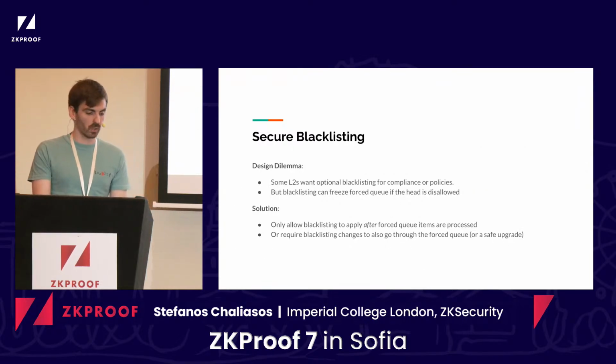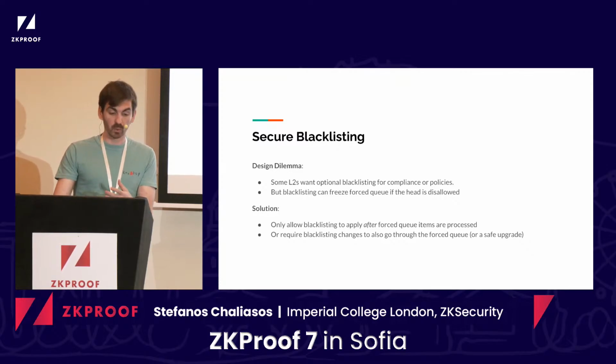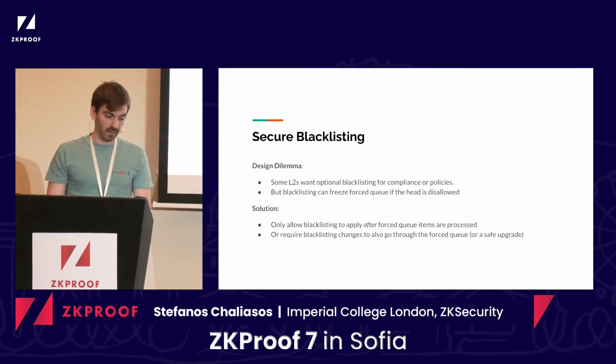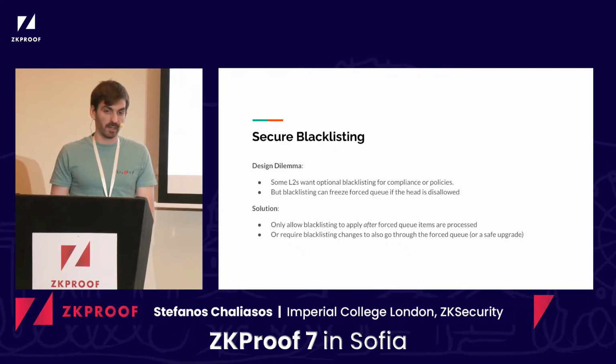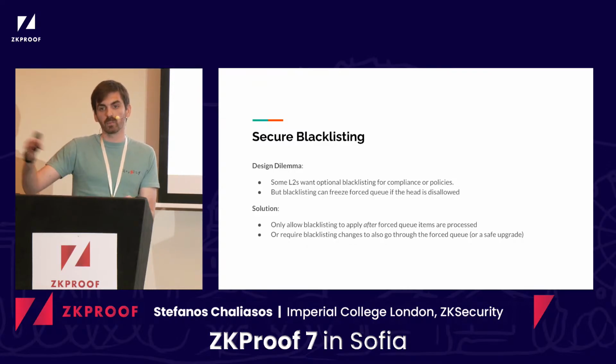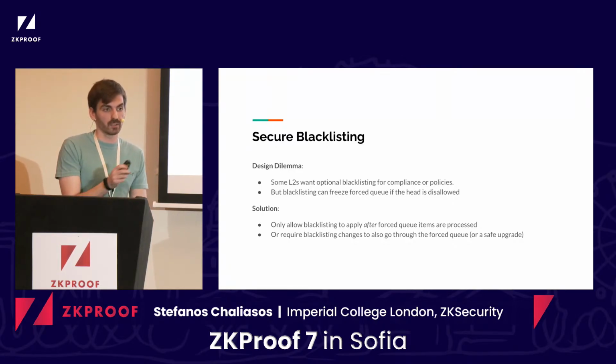So let's move on to our second mechanism, which is secure blacklisting. And the dilemma that L2s might have here is that they might want some optional blacklisting for compliance reasons, or because those L2s are operated by some companies and they might have some policies. But the blacklisting can actually freeze the first queue, so we cannot make progress in the L1, given the previous mechanism of first queue we described previously, that we can't change its properties.